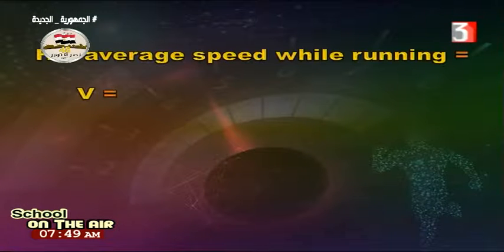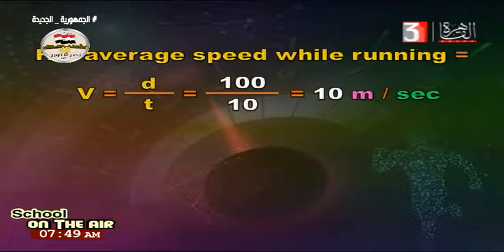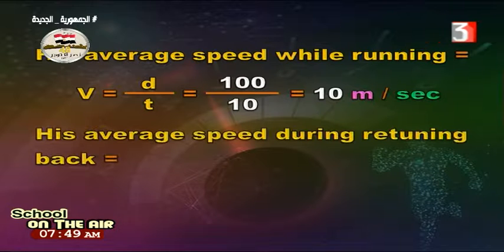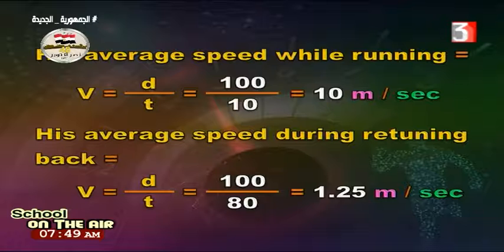Complete the following. From this problem, his average speed while running. As we said, average speed is total distance covered over total time taken. 100 over 10 equals 10 meter per second. His average speed during returning back: total distance over total time again equals 100 over 80 equals 1.25 meter per second.